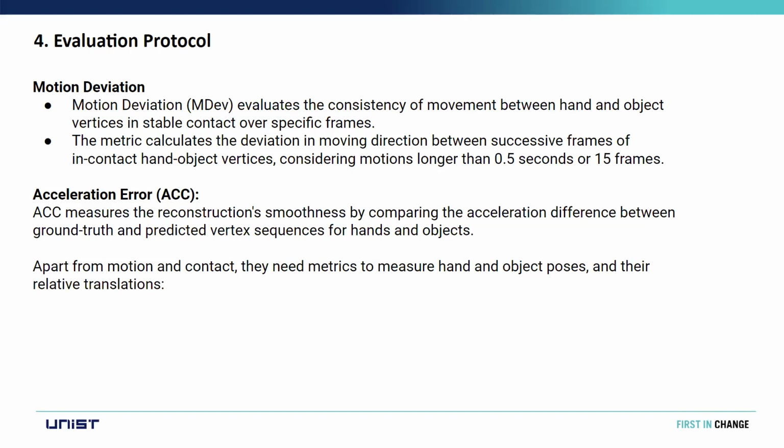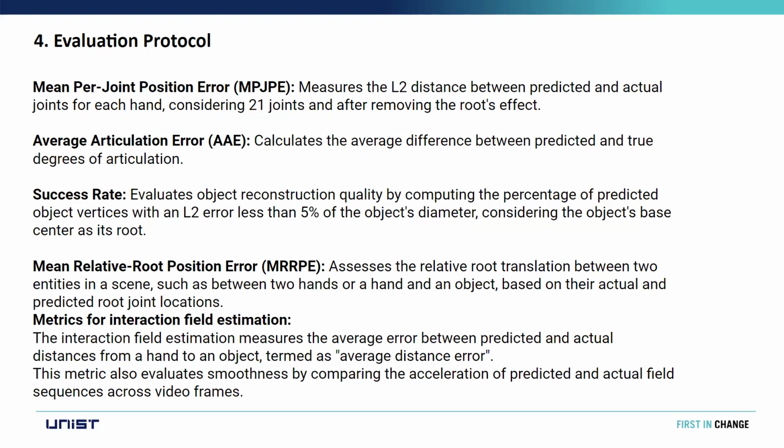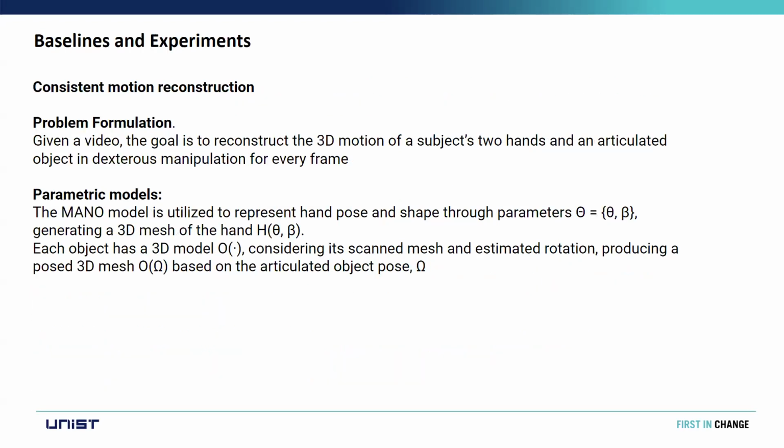Apart from this, they also need metrics to measure hand and object poses and their relative translation. For this, they provide a couple of metrics for measuring translation and pose. They also provide the mean per joint pose error and the average acceleration error. They also have success rate, mean relative root pose error, and a metric for interaction field estimation. For consistent motion reconstruction, which is one of the main tasks they propose for the Arctic dataset, the goal, given a video, is to reconstruct the 3D motion of the two hands and the articulated object in dexterous manipulation for every frame.